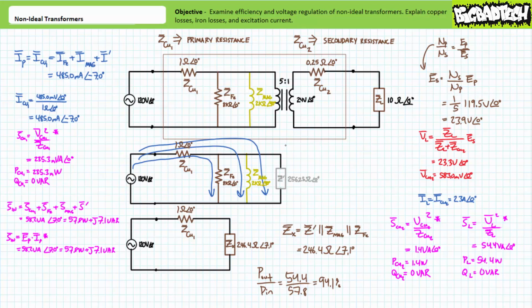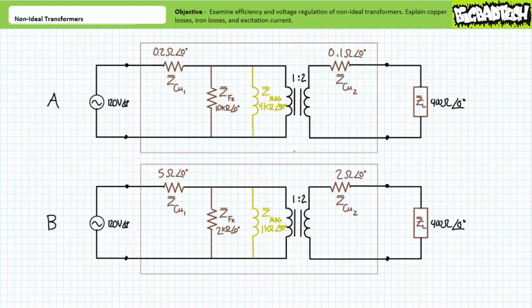Before doing so, I'd like to do a quick practical example of these non-ideal principles in the form of an illustrated example that you can make as simple or as hard as you want. My simple question to you is this: which is the better transformer? Transformer A or Transformer B? They're both 1 to 2 step-up transformers powered by 120 volts supplying current to a 400 ohm load resistor.